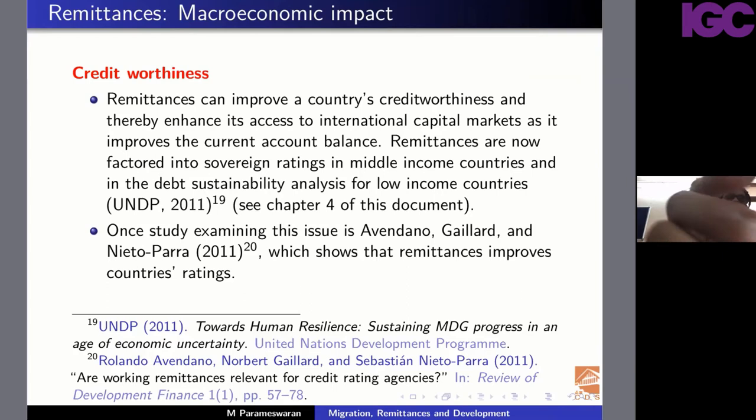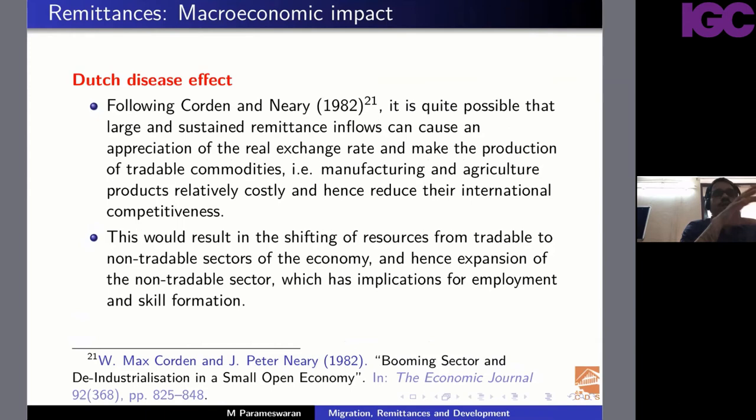Now, another important question is how remittances affect the structure and growth of an economy. There is an argument called the Dutch disease effect. I don't know whether you have heard about Dutch disease. It's not a disease as such. The term emerged in the context of the Netherlands, when a gas boom happened. The gas sector expanded, and it contracted all other sectors, the tradable sectors of the economy.